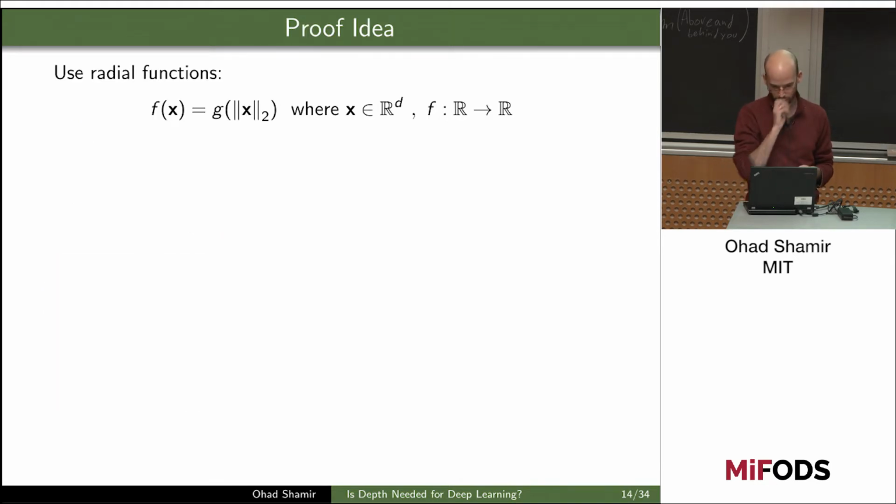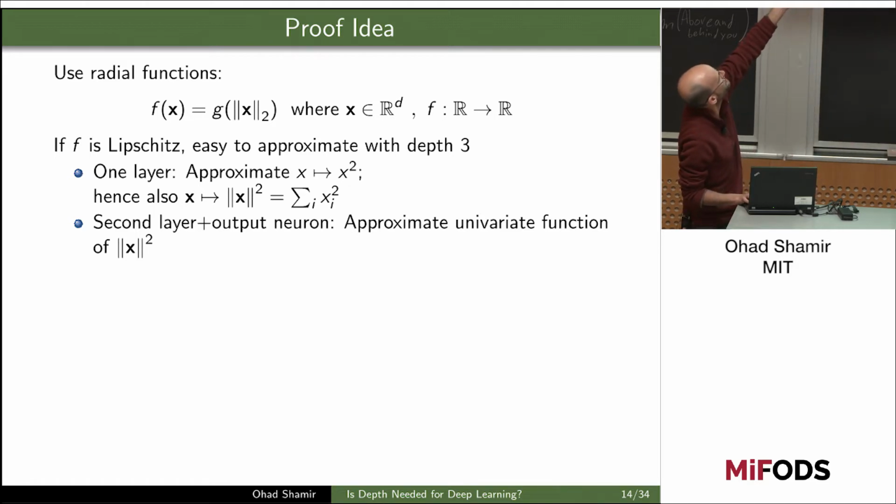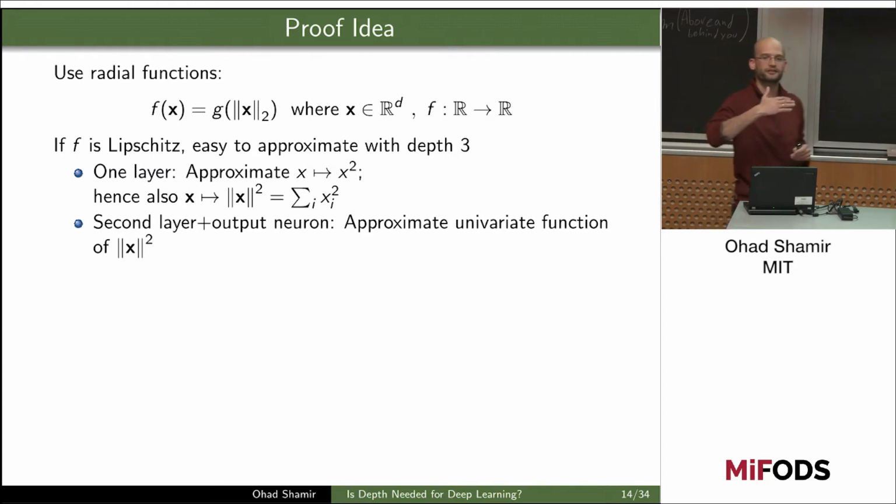Okay, so the proof idea is as follows. The construction uses a radial function, just a function f of x that depends just on the norm of the input. It's very easy to approximate these things with a depth-3 network because you just use the first layer to approximate the norm squared of the input. That's pretty easy. And then the second layer, you just need to approximate this univariate function g, which again is simple because it's in one dimension.